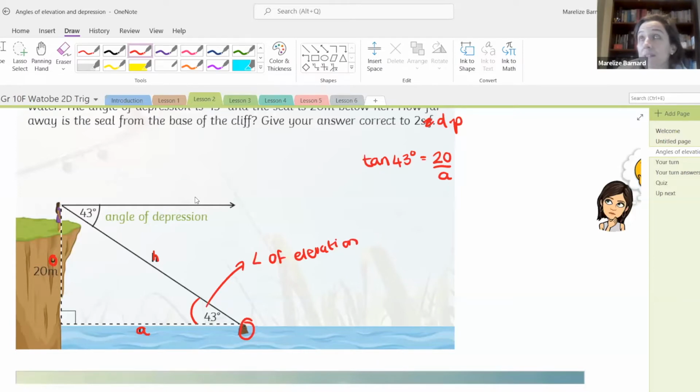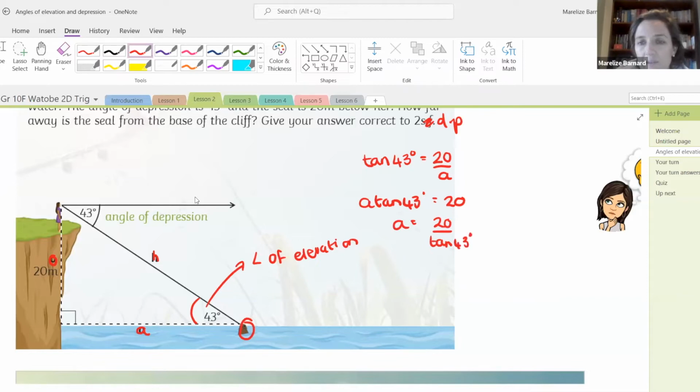We also did this on Tuesday, where you told me that you had to swap the A and the tan 43 around, so that's fine. Or in other words, you just cross multiply. So we get A tan 43 degrees is equal to 20, and then we divide both sides by tan 43.